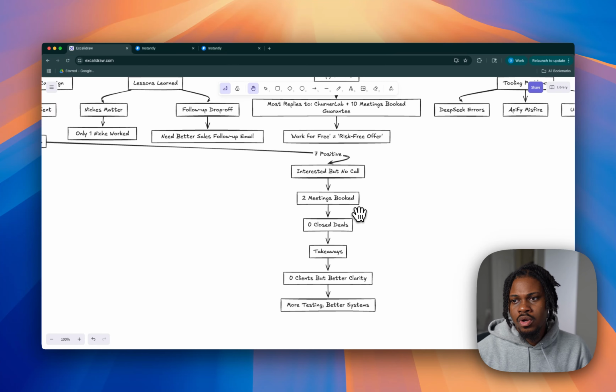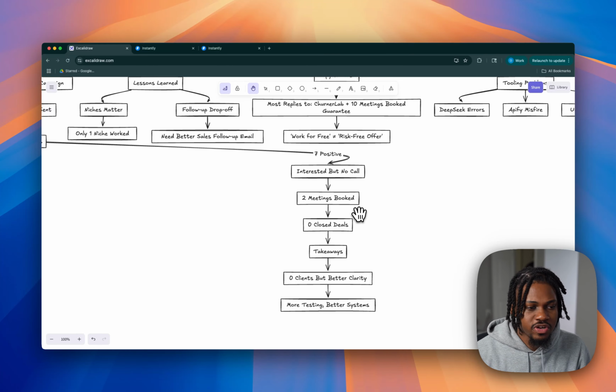So what does that come up to? That's about a 0.22% positive reply rate. And overall, I would say this is definitely disappointing. But we're going to talk about what the issue is, because I'm not mad. Every campaign is a data point, like I was saying.